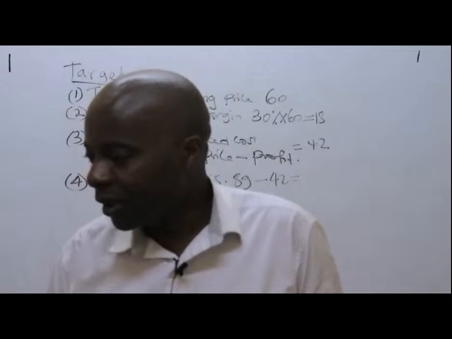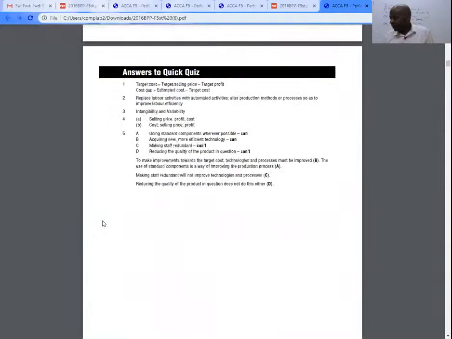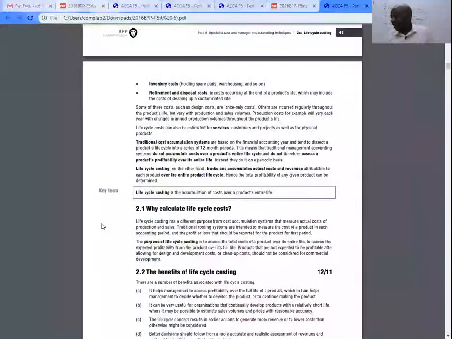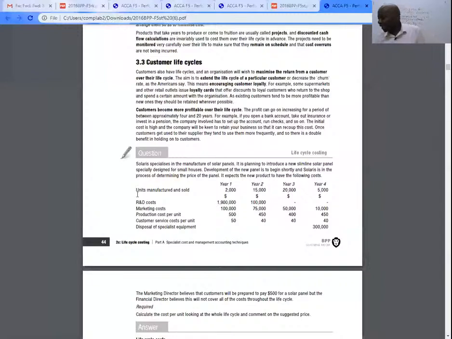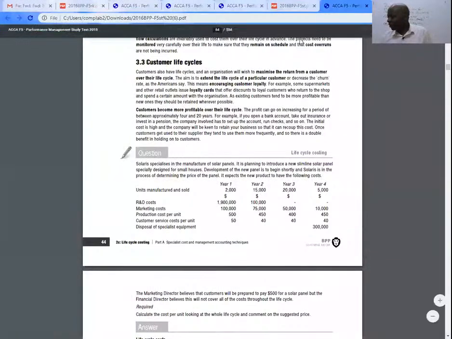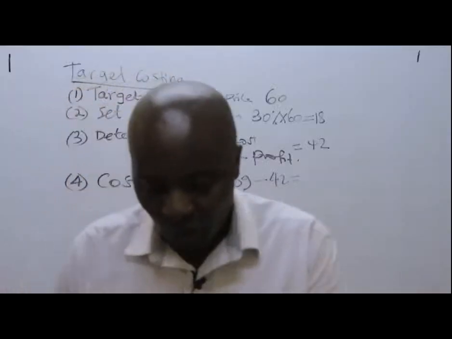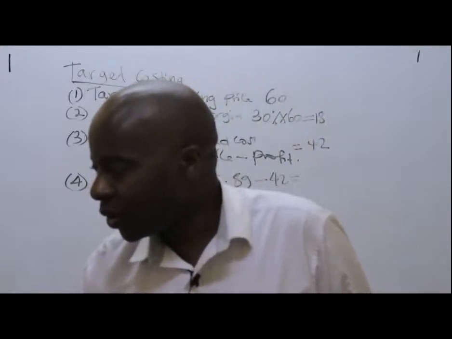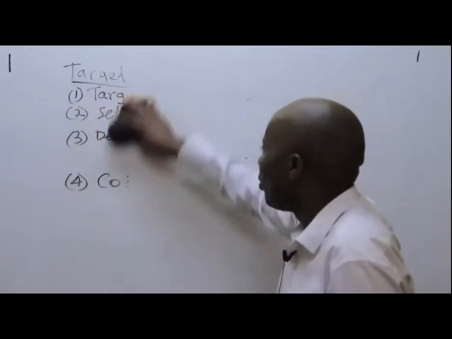Now, ladies and gentlemen, mentioned there, life cycle costing. So under life cycle costing, what are we supposed to know? What we are supposed to know basically are those life cycle stages of production.